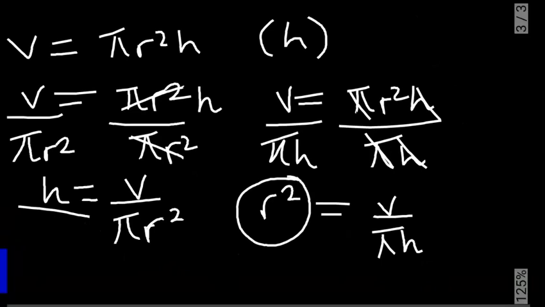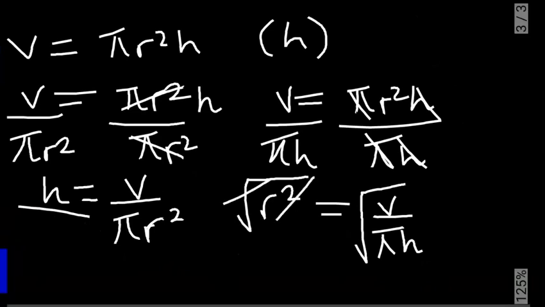We have to eliminate that square operation. What are we going to use? We are going to use the opposite of the square operation, which is the square root. The opposite of the cube operation is the cube root. So the opposite of this is square root. We take the square root of this side, and we also have to take the square root of this side. You know the reason why. So we have r is equal to the square root of v over pi h. So now r becomes the subject of the formula.